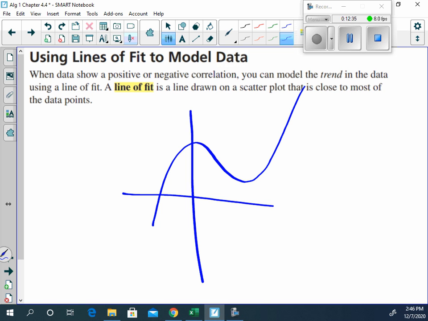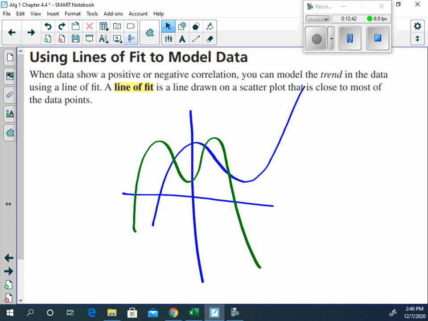And we can have higher degrees because we could actually have line of best fits that fit different types of graphs, but it's going to be higher degree. And we won't talk about those here.